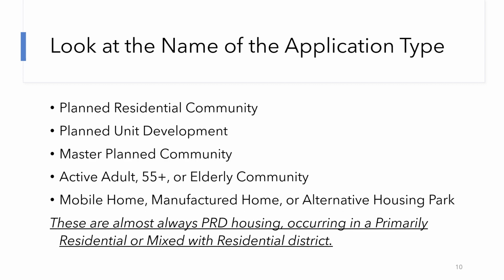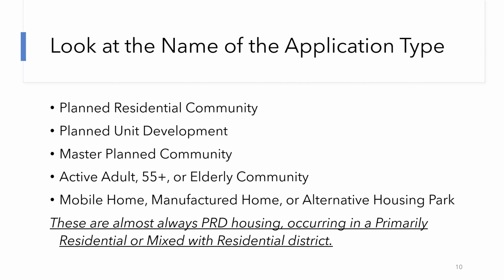The other place to look for regulations that allow PRDs is in your regular zoning districts, not your PRD only districts. Oftentimes, a regular district will allow applications such as a special permit that, when approved, permit PRDs. The names of the applications are often a big giveaway that PRDs are allowed in a given district. Notice the names here are very similar to the common names of PRD-only districts.